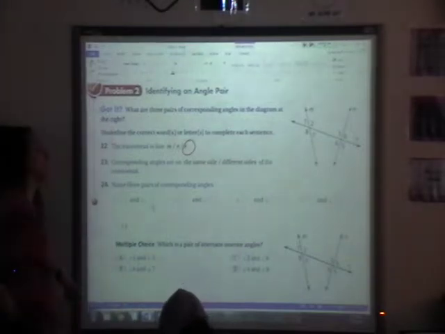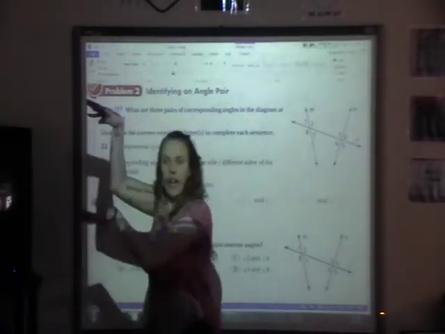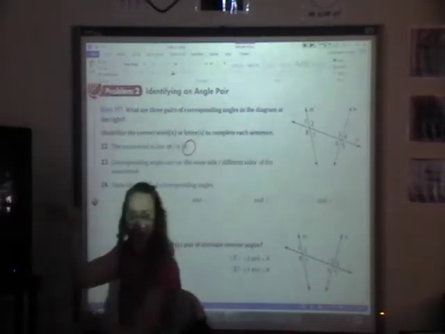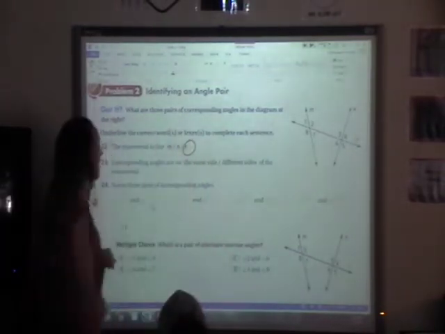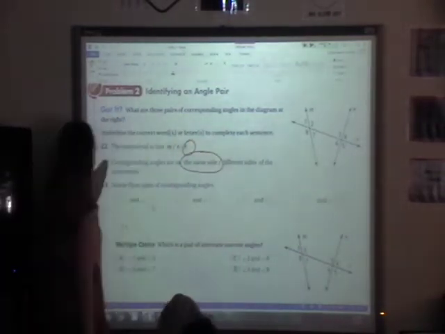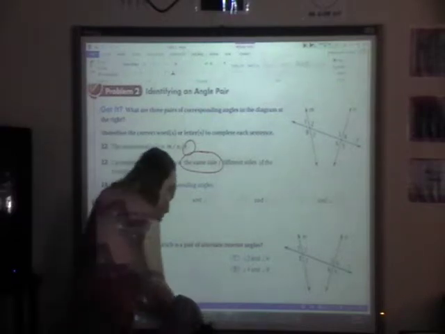Corresponding angles are on the same side or different side? Same. Okay, they're on the same side. Name 3 pairs of corresponding angles.